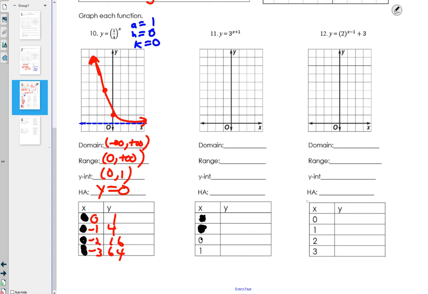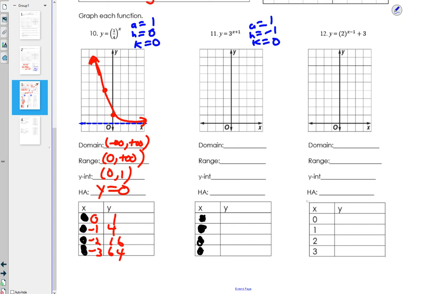This next one, let's erase what they put. We'll worry about our own. This is a growth because the base is 3. What's the a here? 1. What's the h? And what's the k? So here there's only one transformation that's occurring. It's a horizontal translation, 1 unit to the left.